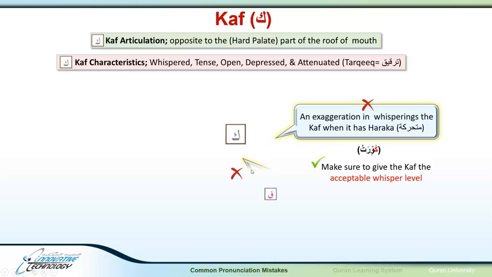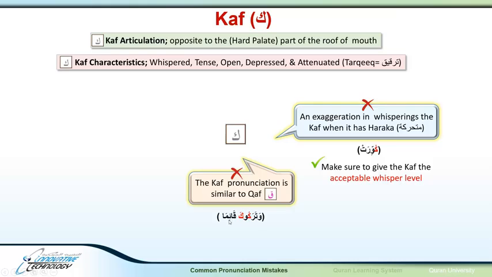The next mistake is pronouncing the kaf as if it is a qaf. وَتَرَقُوكَ قَائِمًا. Instead of kuka, quka, wataraquqa. And this is wrong. They are two different letters and they shouldn't be exchanged with each other. The right way of pronouncing this is وتركوك قائما.